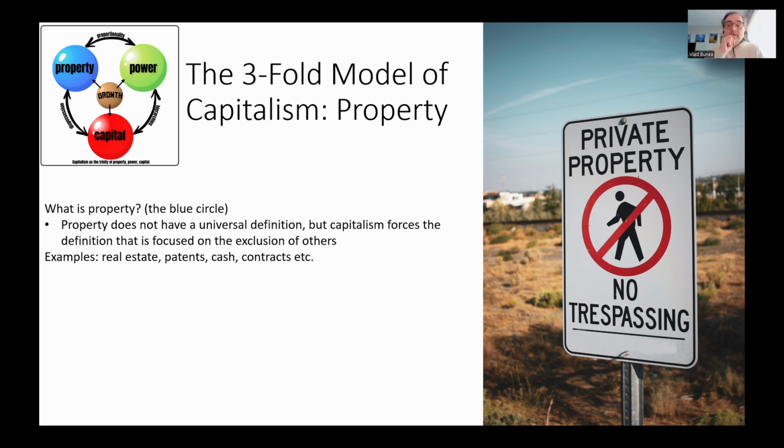Let's look at property first, which is the blue circle right there. It has several elements. In principle, property does not have a universal definition in the world, but capitalism forces the definition that it's focused on the exclusion of others. So we will see what that means.